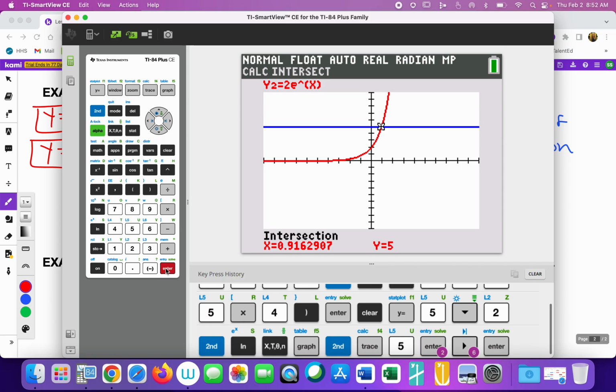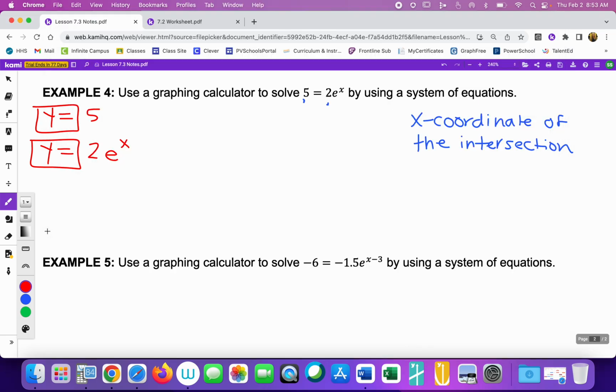So let's do the nearest thousandth. What would that be? 0.916. Okay, so x is approximately 0.916.